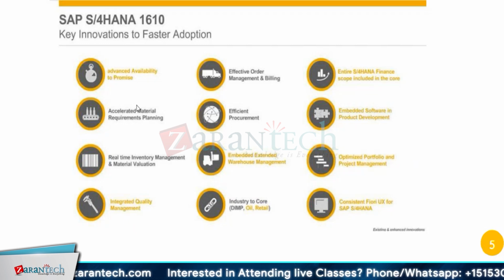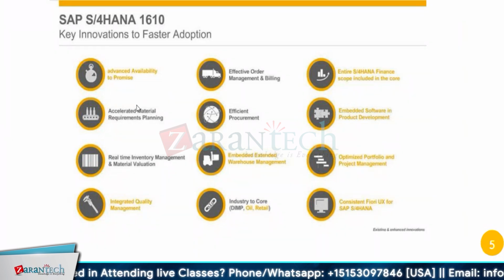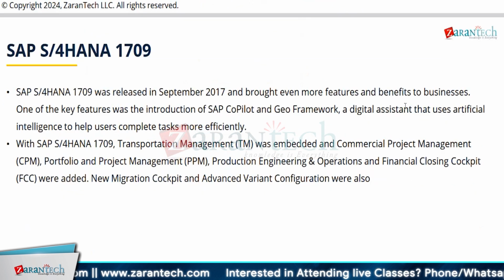The consistent Fiori UI for SAP S/4HANA is something I just talked about. Then in terms of business processes, EWM was embedded for the first time during 1610. And I think all of this we talked about: finance was definitely included, procurement. These are things you can read. It's not more from the security standpoint, but this is the version-wise upgrades.